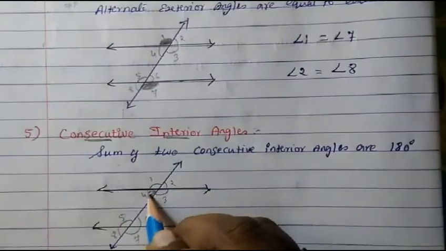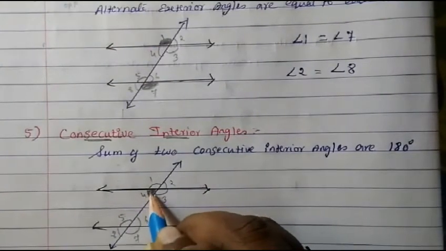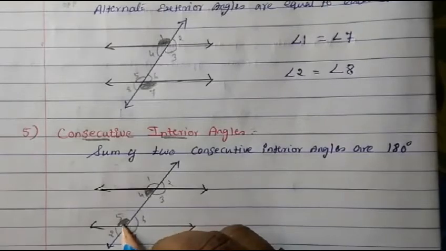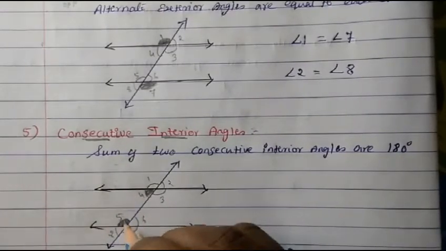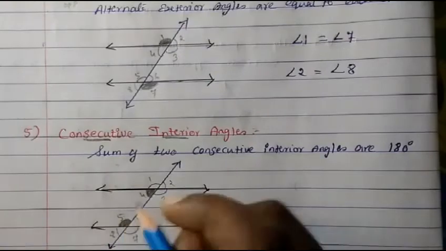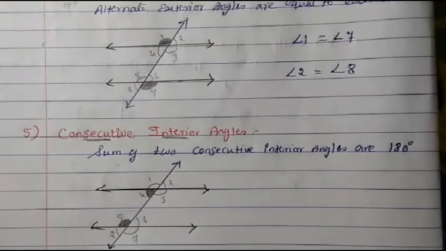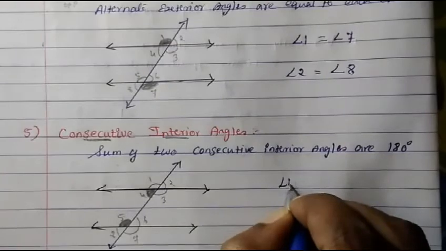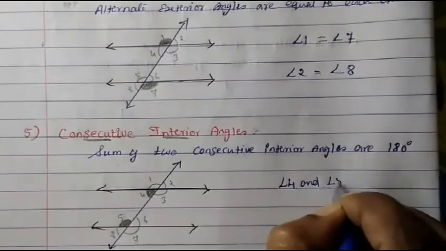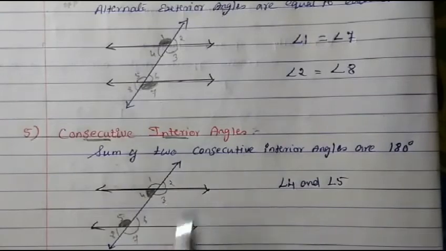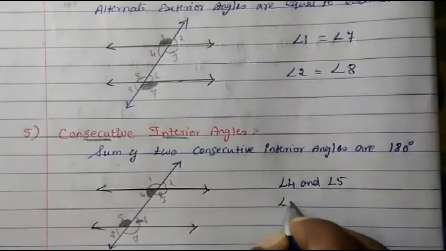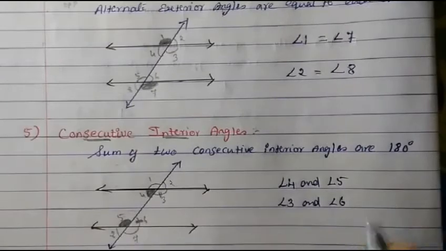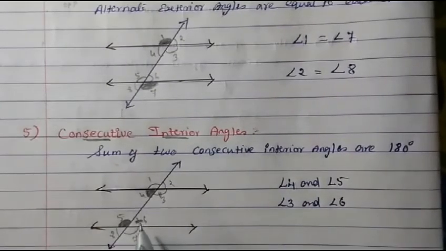So that means if it is 4, the next one is 5. Consecutive just means the next one. So 4 and 5 are consecutive interior angles. Angle 4 and angle 5. And in the same way 3 and 6. Angle 3 and angle 6. So they are consecutive interior angles, 4 and 5, and 3 and 6.